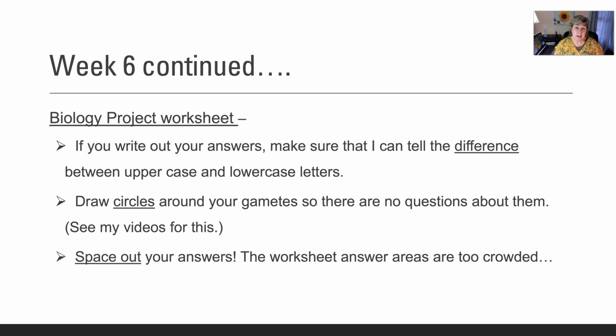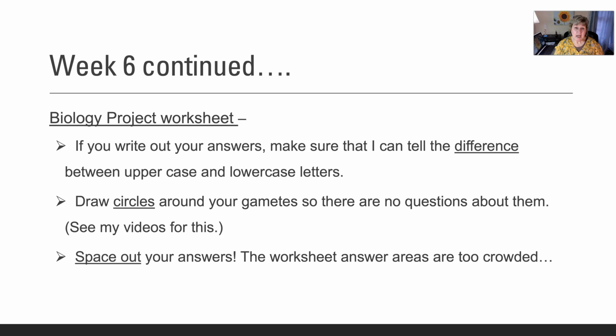Okay? When you write gametes, when you type gametes, you need to draw a circle around your gametes. You can do that even with a Word document. Try your best to do that because that shows me that you know what the gametes are. Remember, gametes are those sex cells. You can also take a look at my Punnett Square videos because I will show you exactly how to do this.